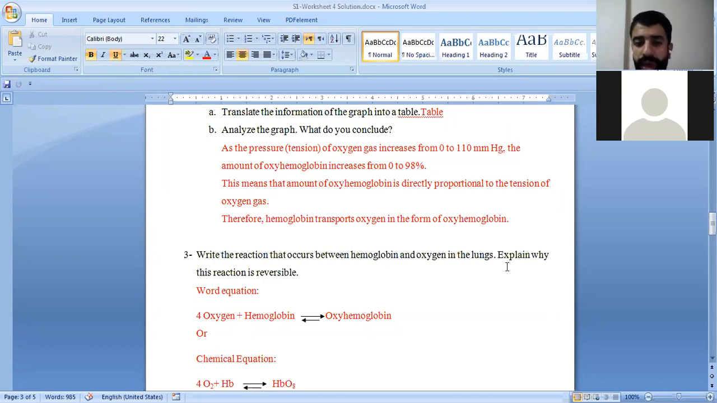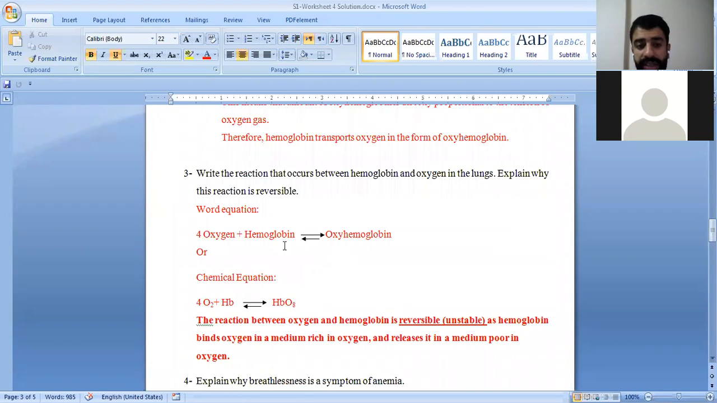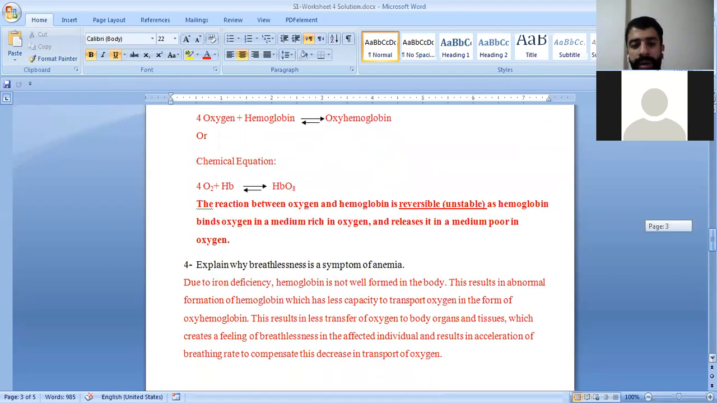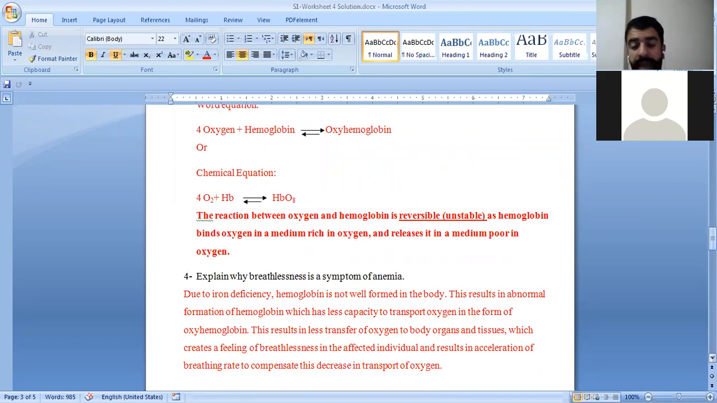How does the reaction that occurs between hemoglobin and oxygen in the lungs occur? Explain why this reaction is reversible. Between hemoglobin and oxygen in the lungs, you have to write only one dash. So oxygen plus hemoglobin will give oxyhemoglobin in the medium that's rich in oxygen. So this reaction is reversible. It's unstable, since hemoglobin binds oxygen in a medium rich with oxygen and releases it in a medium that's poor in oxygen. As I said, this is found in the lecture notes. So hemoglobin binds oxygen in the medium rich in oxygen and releases it in the medium poor in oxygen.